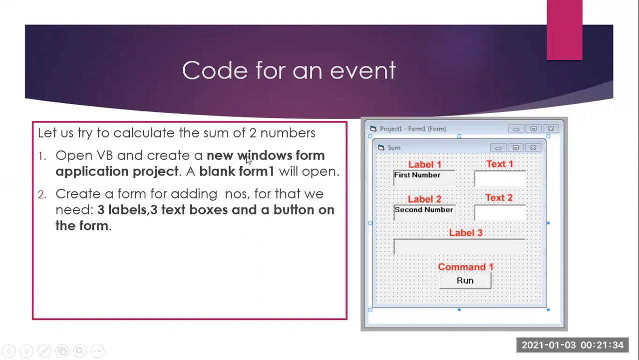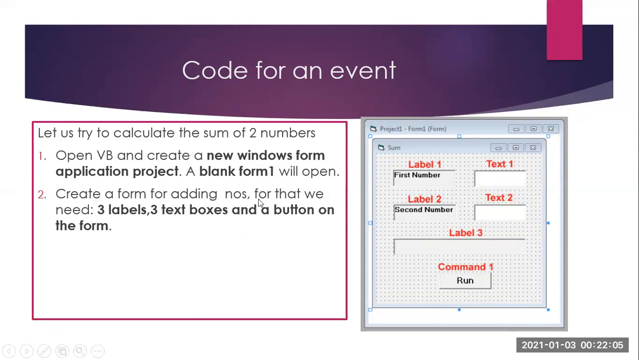So what all do you require firstly? What you do first is simply you open the Visual Basic and create a new Windows Form application project. So when you click on the new Windows Form application project, a blank form 1, that's your first form, a blank screen will appear. What do you do there? We have different tools available as we studied in the previous period. What we can do is we can create a form for adding numbers here. That's what we're going to do, right?